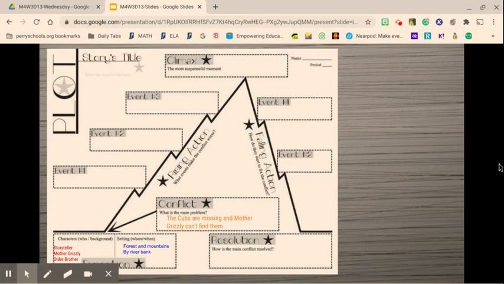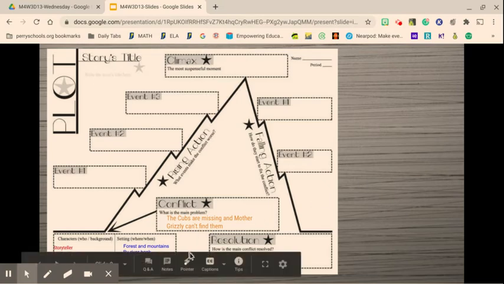So we know that the storyteller is part of the characters, the mother grizzly, the older brother, and the younger brother. There are other characters, but these are going to be our main characters that we're going to focus on. The setting is the forest and mountains and by the river. We just determined that the conflict is that the cubs are missing and Mother Grizzly can't find them.